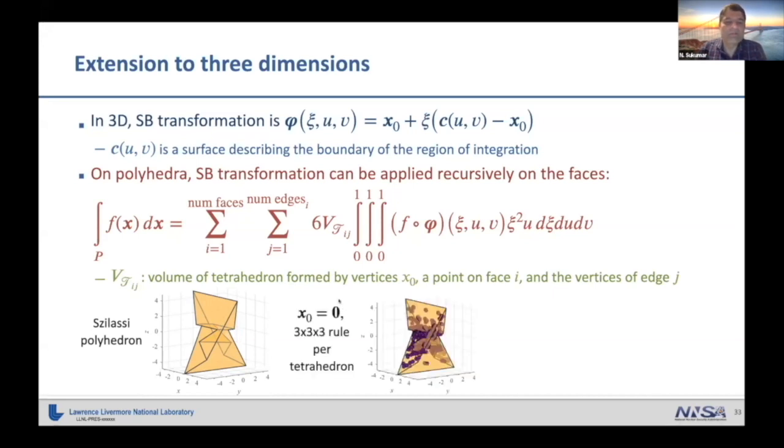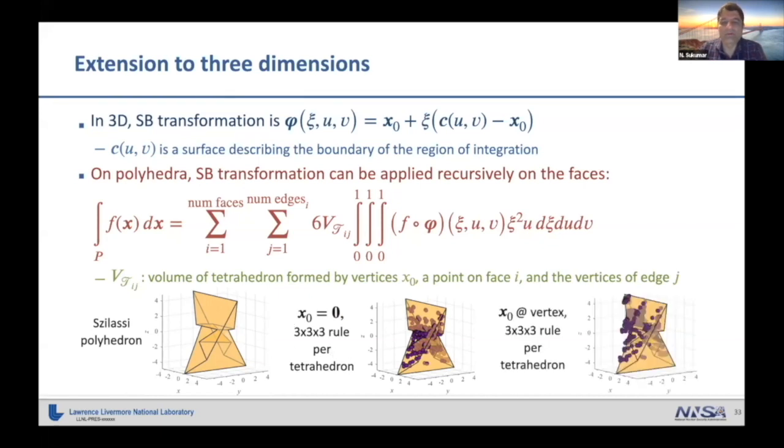Here we use x naught equal to 0, and you just take a 3×3 rule here, just to show the quadrature points, and also a 3×3 rule here where x naught is now at the vertex shown here. So you can again integrate arbitrary polynomials over these shapes, which are polyhedra in general. That makes it more efficient. And we compared this to our work in a recent CAGD paper where we did homogeneous numerical integration over 3-dimensional polyhedra.